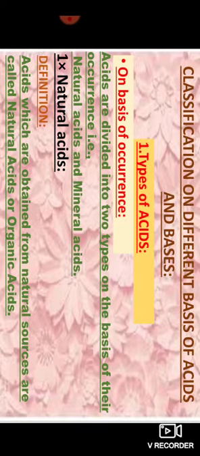Now, next we will discuss the classification of acids and bases on different bases. The first classification is on the basis of occurrence. Acids are divided into two types on the basis of their occurrence: natural acids and mineral acids. Number one, the natural acids are those acids which are obtained from natural sources. They are also called organic acids because organic means living source, which are obtained from the living source or life.